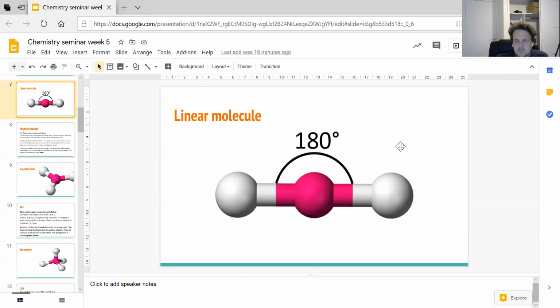So the first is the linear molecule. The simplest, the electrons arrange themselves in a straight line, or a 180-degree angle. It's not the simplest form of molecule, but the easiest one to predict.